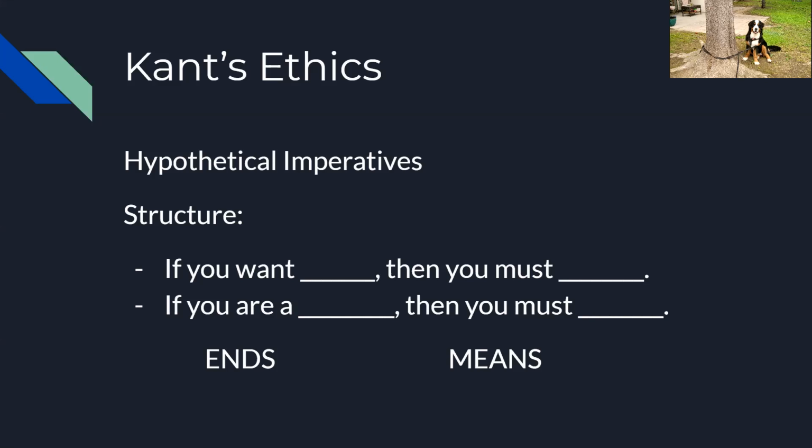These are hypothetical imperatives. They tell you if a certain condition holds of you, like if you want something or if you are going to try and be something, then you have to do something else, right? These are hypothetical imperatives. That is, they're statements that tell you what you have to do, and they give you a condition on which you can do it.